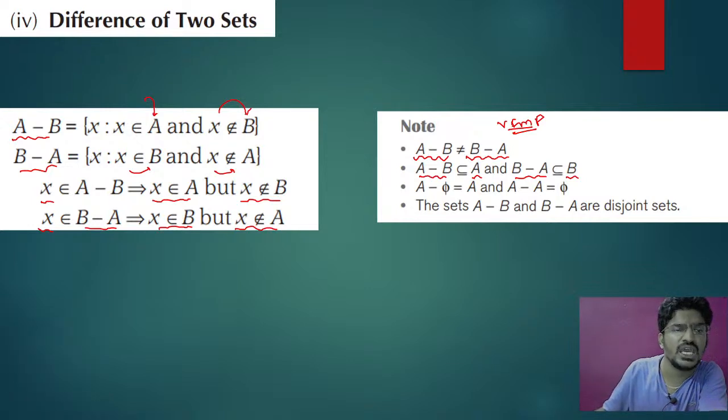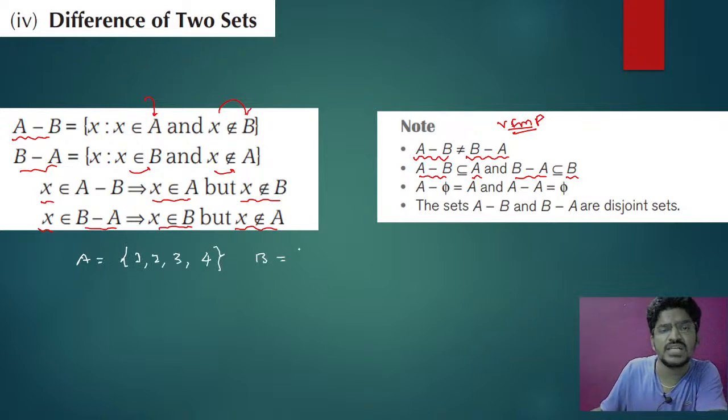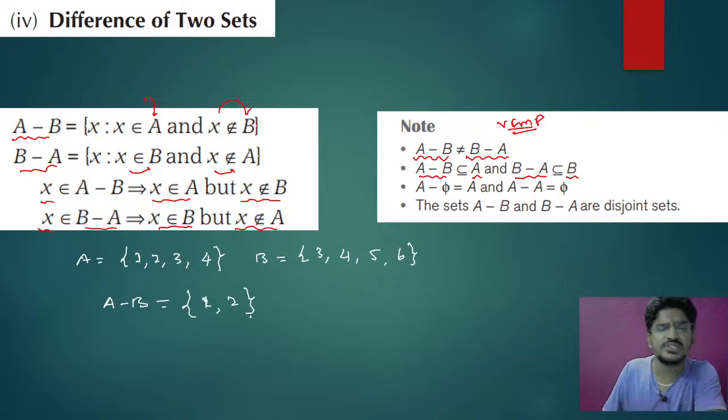So you take set A as 1, 2, 3, 4. You take set B as 3, 4, 5, 6. So now what is A minus B? A minus B is 1, 2. Okay. So you can verify that A minus B is subset of A, because every element of A minus B is present in A.